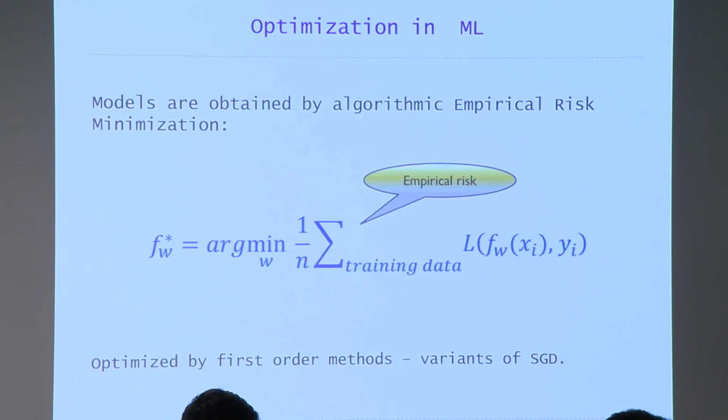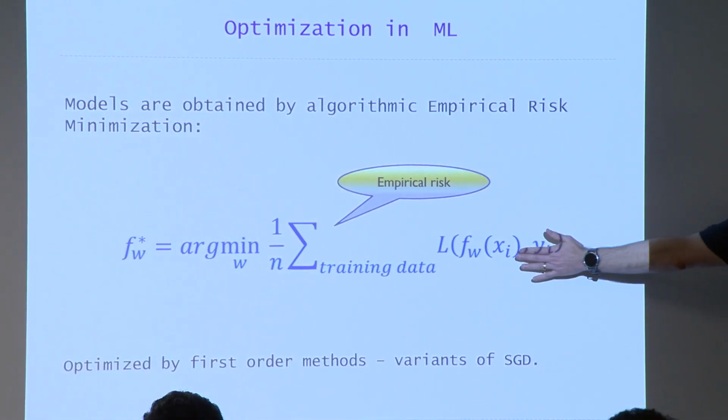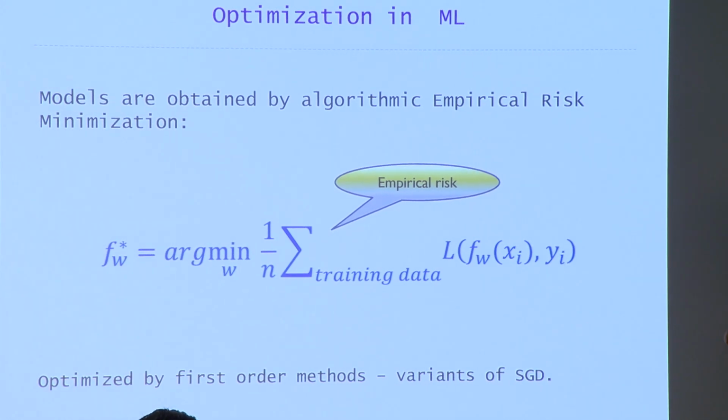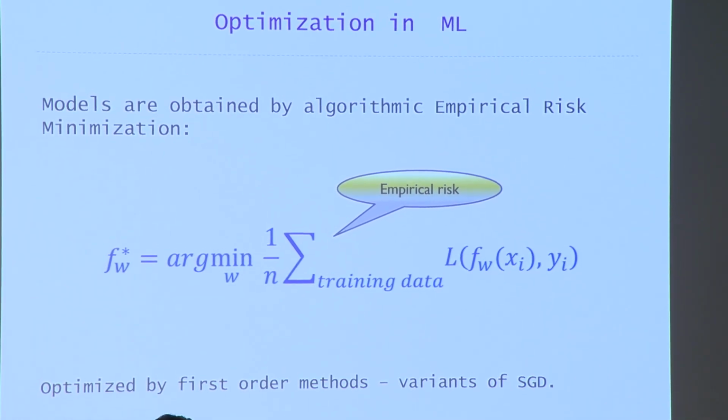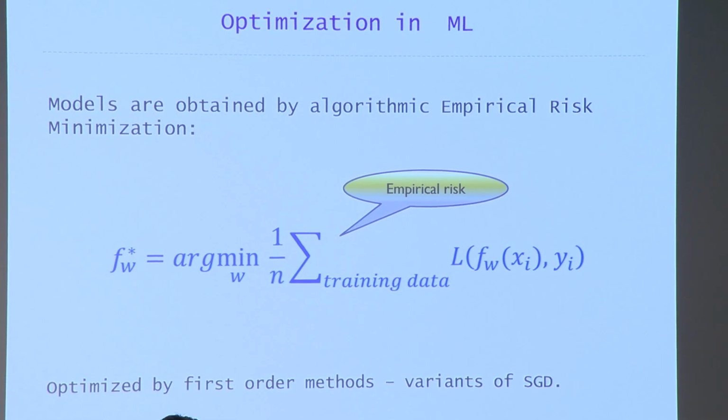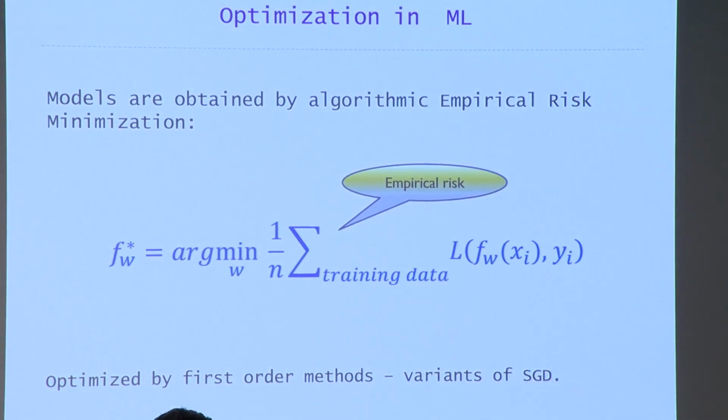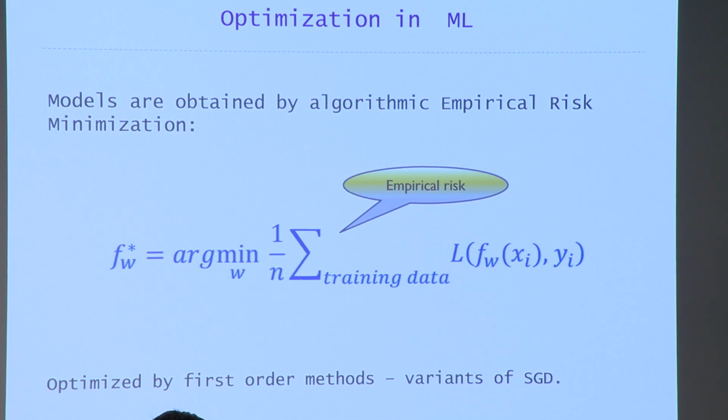Okay, so let's start. As we know, for deep learning or machine learning, we have models, and we almost always use some sort of algorithmic empirical risk minimization. You have some loss function, you have (x_i, y_i), and you're trying to minimize the loss by gradient descent, stochastic gradient descent, or some variation of those. Almost always first-order methods.